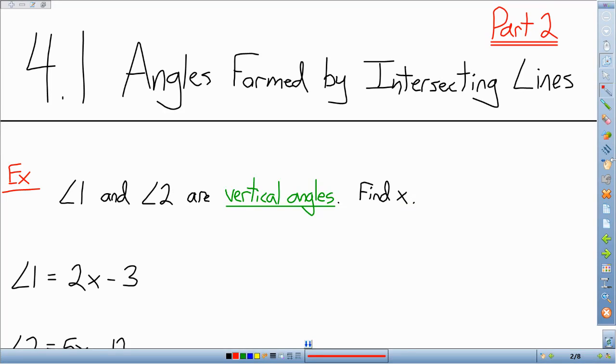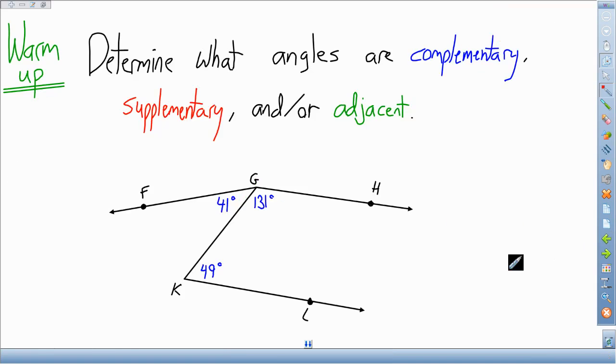Hey everybody. So we're looking at 4.1 part 2 today, angles formed by intersecting lines. Before we get into it real quick, let's do a warm-up referring back to what we were learning in our last lesson, because a lot of these words we learned in the last lesson we're going to be needing to know today. Okay, so let's recall what these mean.